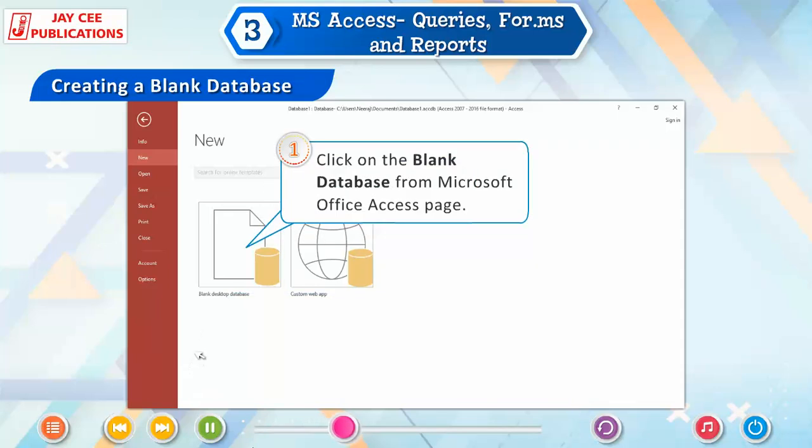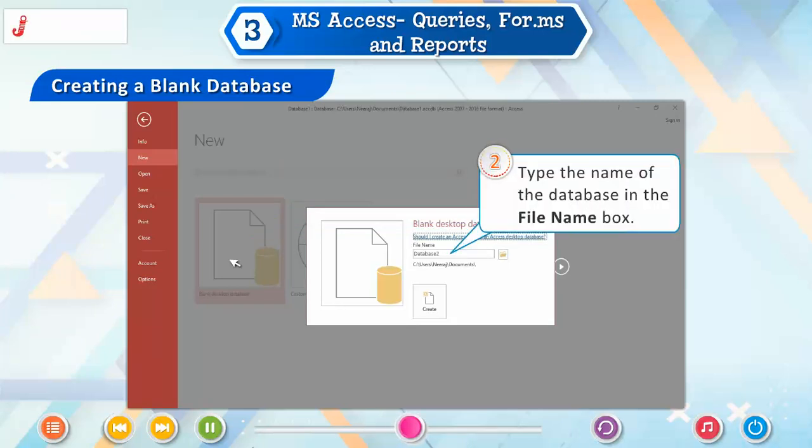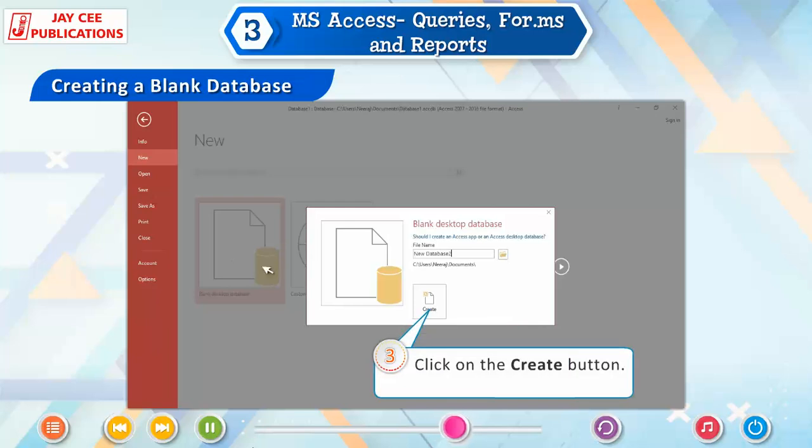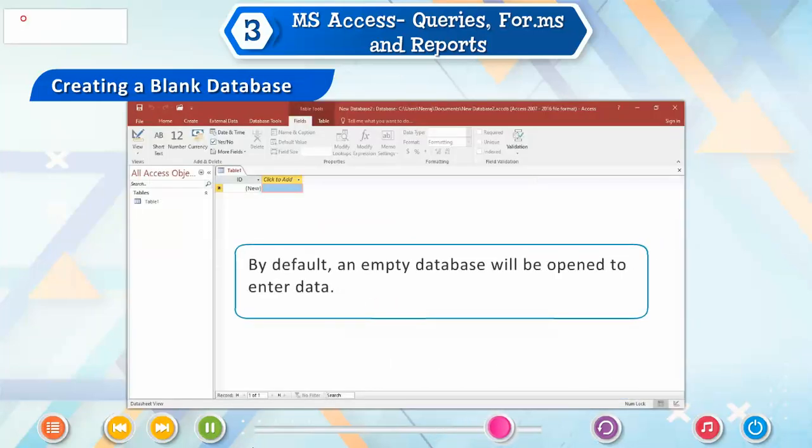1. Click on the blank database from Microsoft Office Access page. 2. Type the name of the database in the file name box. 3. Click on the Create button. By default, an empty database will be opened to enter data.